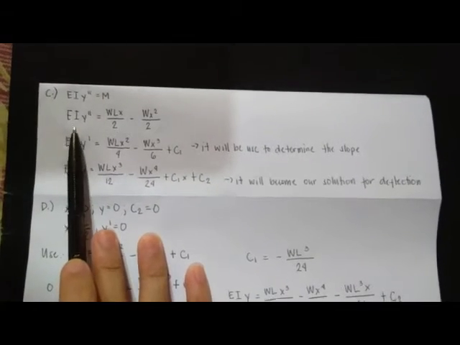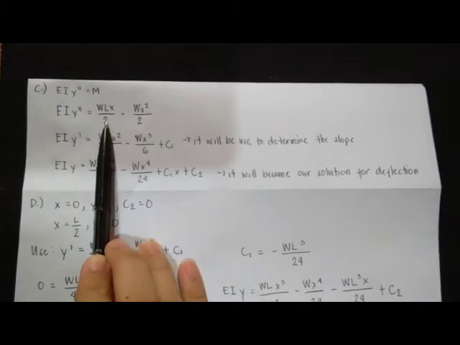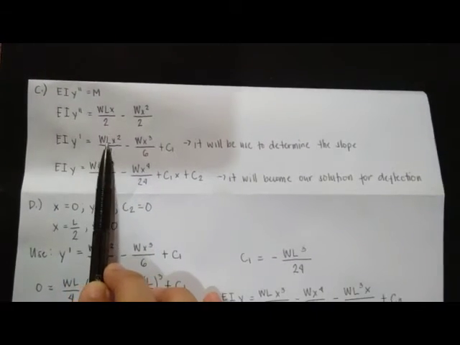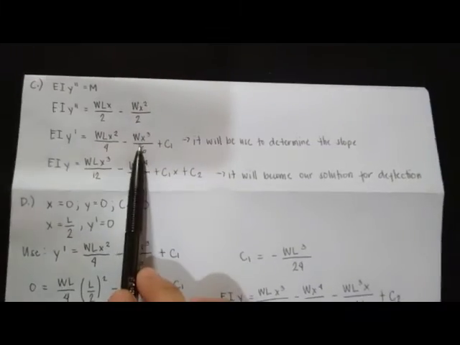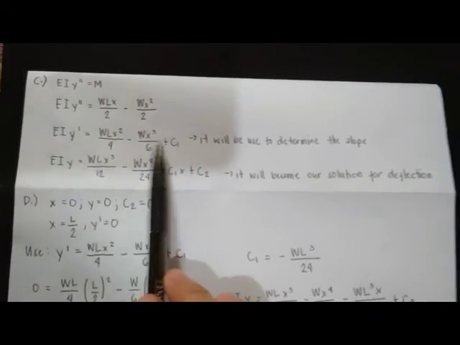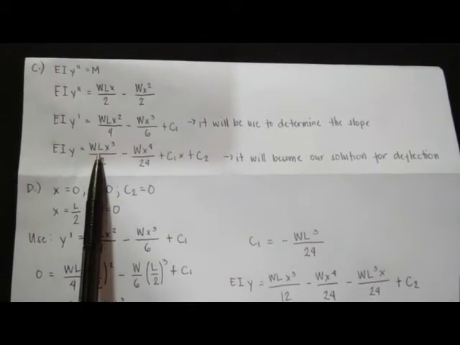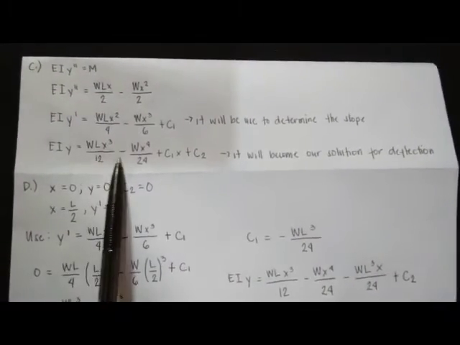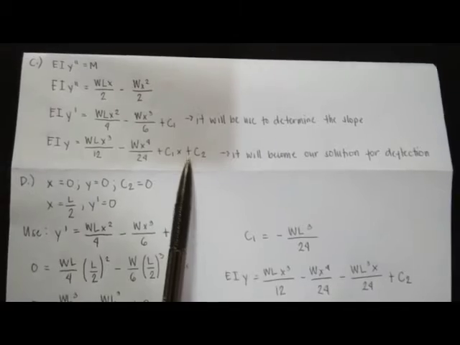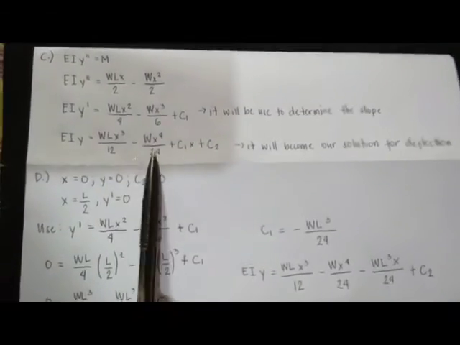So, from EI y double prime is equals to WLX over 2 minus WX squared over 2, magiging EI y prime is equals to WLX squared over 4 minus WX cubed over 6 plus C1. It will be used to determine the slope. Then next, EI y is equals to WLX cubed over 12 minus WX raised to 4 over 24 plus C1x plus C2. Then, it will become our solution for the deflection.